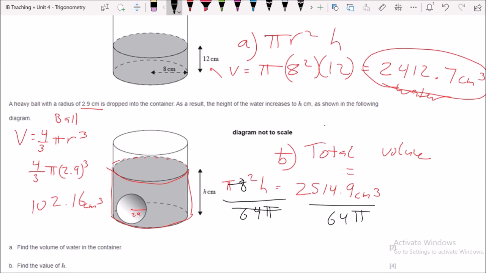Okay, and then I'm going to divide my number from the previous calculation by 64 pi. And we get that the new height is only 12.5 centimeters. Now guys, think about that for a second. This is essentially the same thing as you dropping an ice cube in a glass. It goes up a little bit, not a lot. The initial height was 12. It went up half a centimeter when you dropped a ball in there. Okay, and so that kind of makes sense if we think about it.